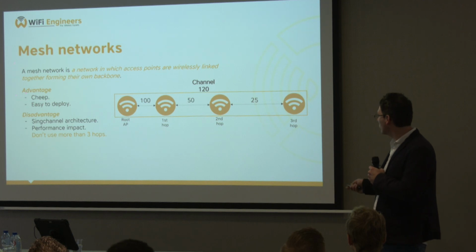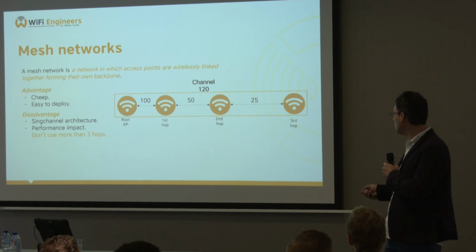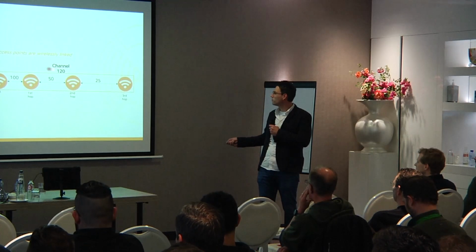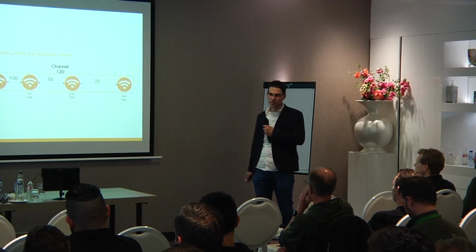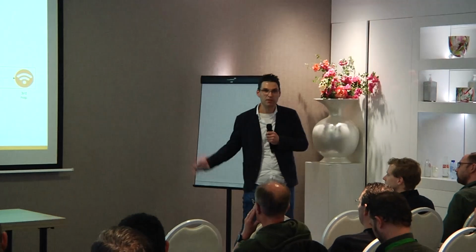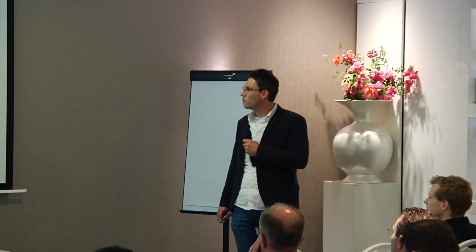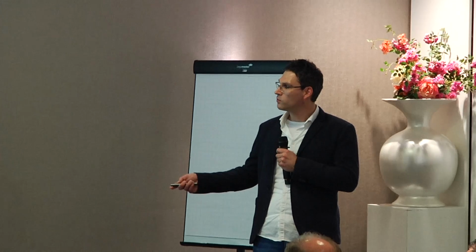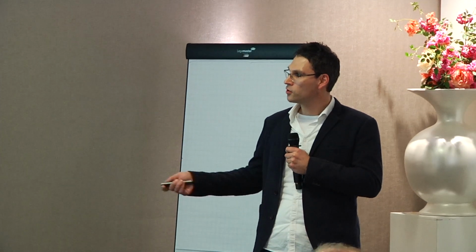On the third hop, we might have still 25 megabits. The client which is around this first AP, or last AP, might still have a data rate of approximately maybe 300 Mbit. But due to the fact that we're having an infrastructure that is meshed, we're constantly decreasing the throughput of the network. And that's why it's important to not use more than 3 hops in a row.